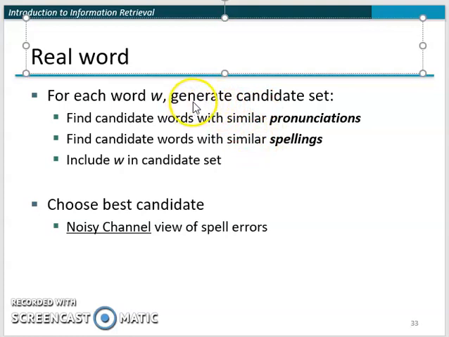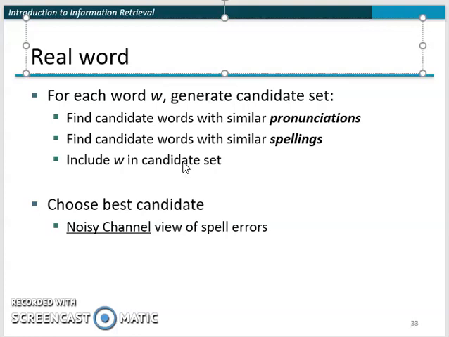And how can we generate this candidate set? This candidate set can be generated as we generated the candidates for non-word spelling errors, using edit distance. In the case of non-word spelling errors, we discarded that non-word. But now that each W is a real word, we also need to consider this W as a possible candidate, because most of the time users write correct words as well.